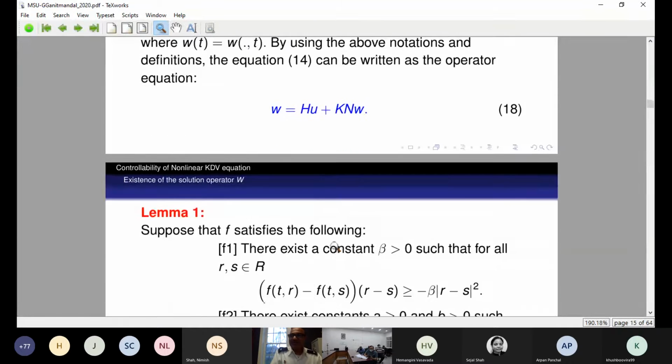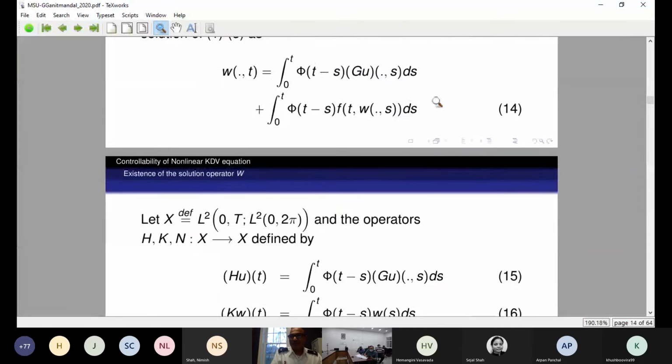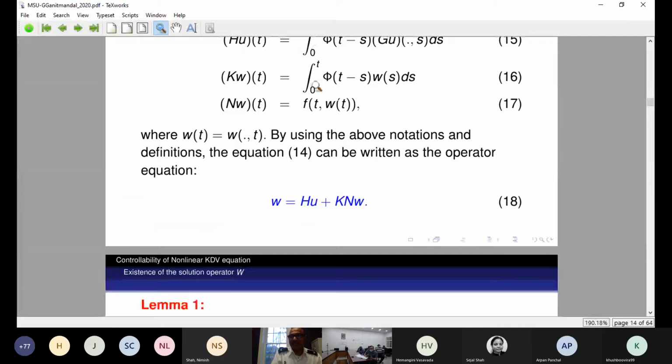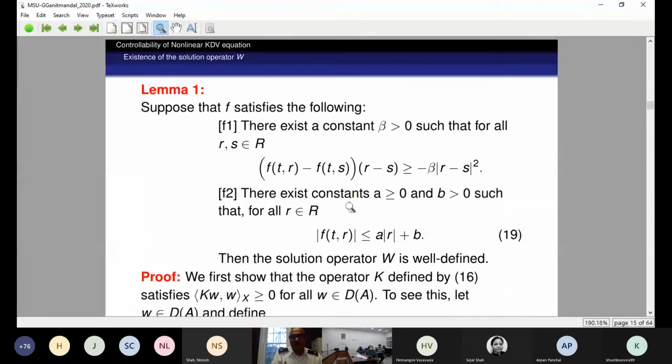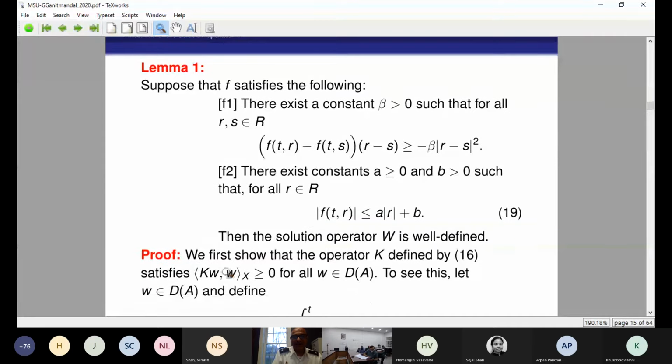Here is my first lemma. From now on, whether I say equation 14, the mild solution, or equation 18, it is nothing but the operator form of my mild solution. So both are equivalent. My first lemma: if the nonlinear function satisfies strong monotonicity and the growth condition, then the solution operator W is well defined. That is quite natural because ultimately I have to prove that the inner product of KW, W is monotone, and the Nemytskii operator N is strongly monotone. If I'm able to prove this, then this one is done.